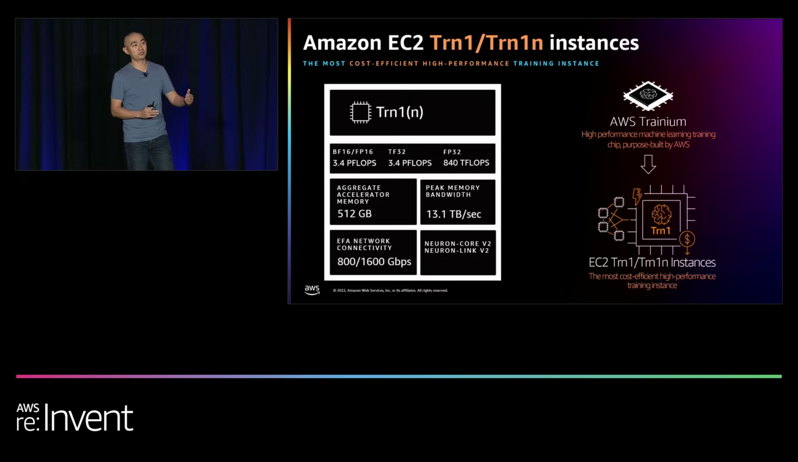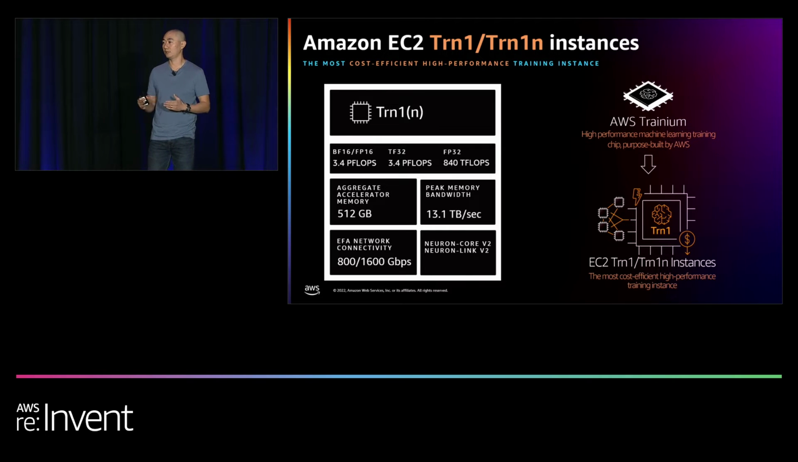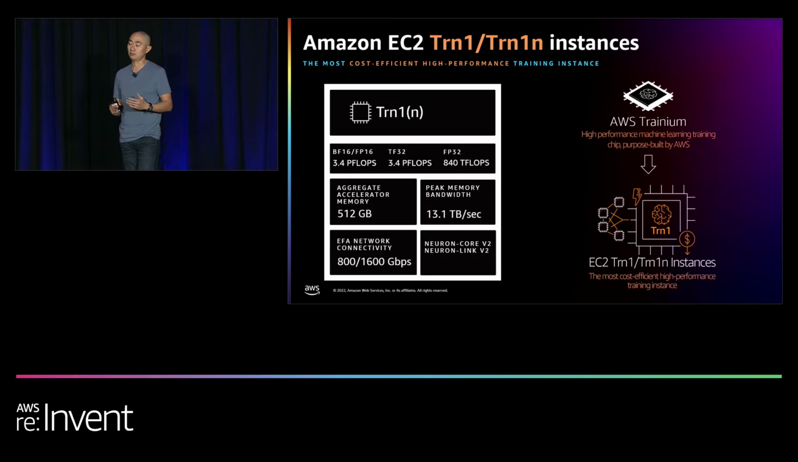And that is 40% higher than the latest GPU-powered instances, P4D. And actually, the single precision performance is 5 times higher at 840 teraflops. This is very important for those of you who need to run scientific workloads where higher precision matters. Also, we equipped this device with high-speed memory with up to 512 gigabytes per instance and 13.1 terabytes per second of bandwidth.